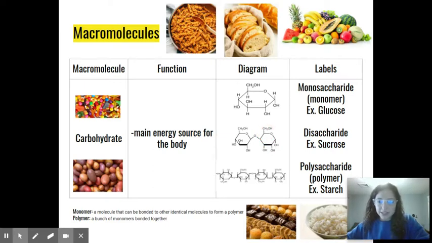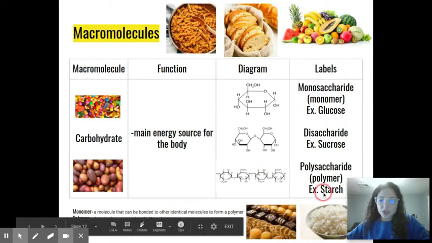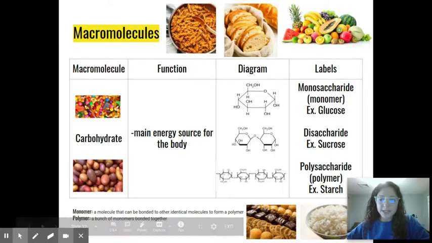An example of this is sucrose. It's also fructose, which is the sugar found in fruit. Lactose, the sugar that's found in milk. And then down here, I didn't mention the example, but starch or cellulose are both examples.